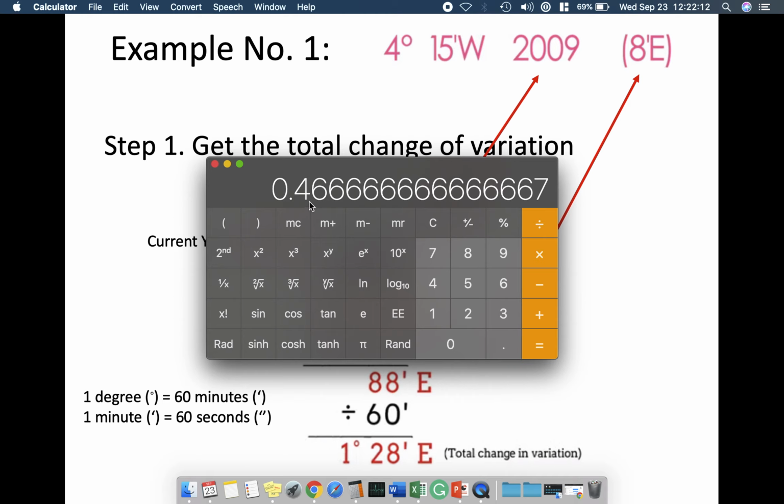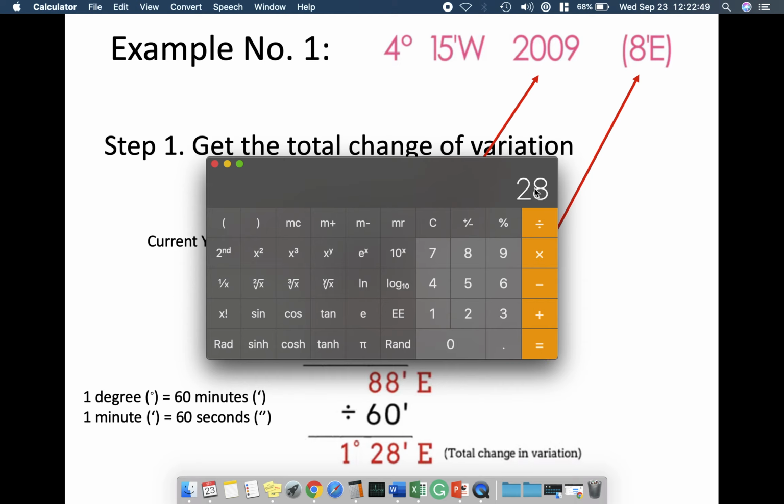And now let's convert this, because as much as possible we have to avoid decimals in this variation. We don't need to use decimals, so we have to convert this into a whole number. How can we do that? We have to convert this again into minutes. How many minutes in 1 degree? We have 60 minutes. So all you have to do is reverse it. This is degrees already, so let's multiply by 60. And there you have it.